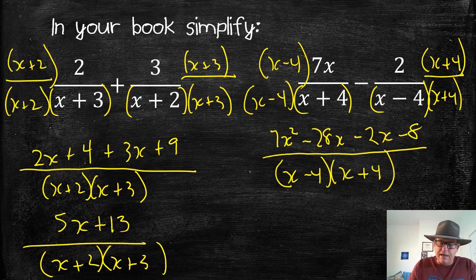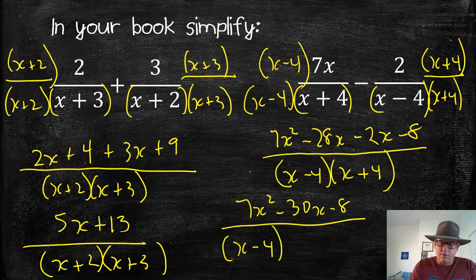Yes, there's some things I can tidy up top. 7x squared minus 30x minus 8, and that's all going to be over x minus 4 times x plus 4. You need to go ahead and check up top to see if you can factorize that, and I think we'll see that we can't factorize the numerator, so there's going to be nothing to cancel.